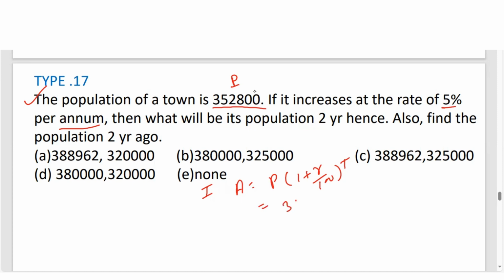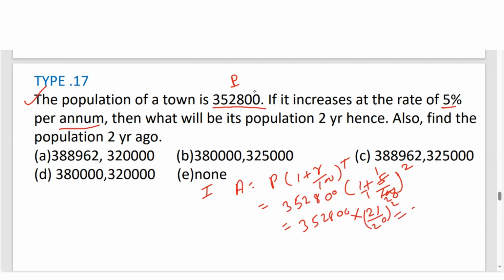My present population is 352800, multiplied by 1 plus the rate of increase, 5 by 100, to the power of time, which is 2 years. When we solve this, 5 ones are 5, 5 twos are 10, so we get 352800 into 1 plus 1 by 20. When we add this, LCM is 20, 20 plus 1 is 21. So we will get 21 by 20 whole square.